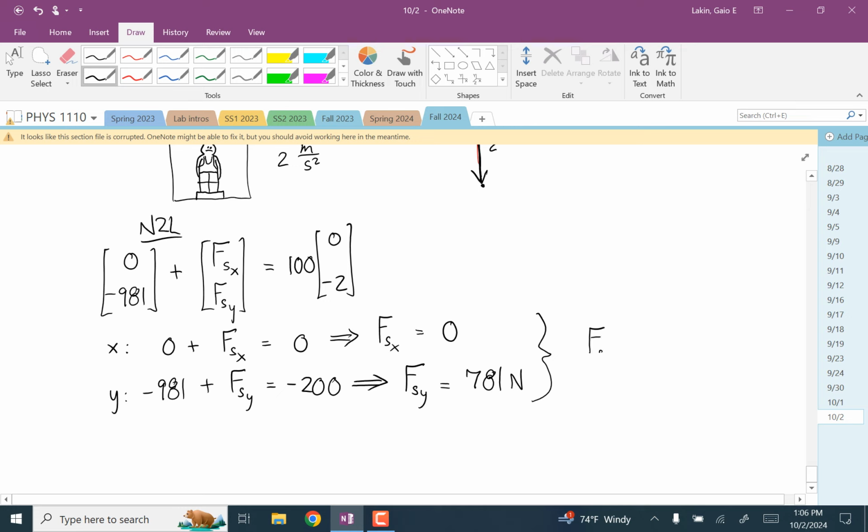And so this vector Fs is 0, 781. So just for this half a second or second that the elevator is accelerating, the scale would suggest that the man's weight dropped by 200 newtons. Okay? The weight didn't really drop, but what a scale does, all it can do is calculate that force that it's applying to the person, and that force has gone down.